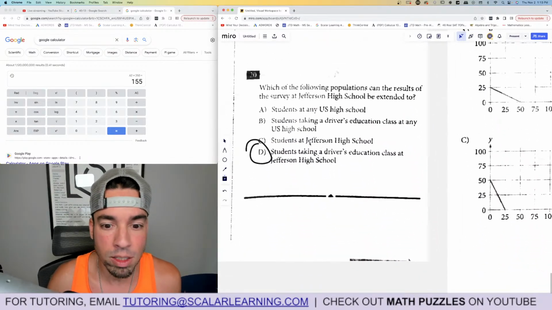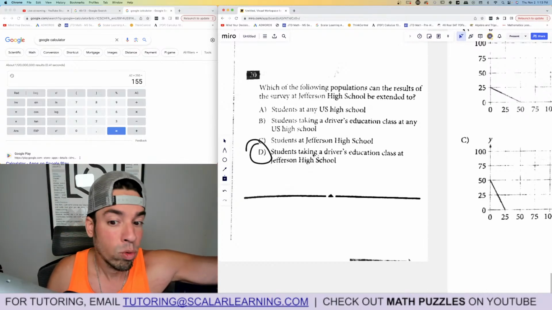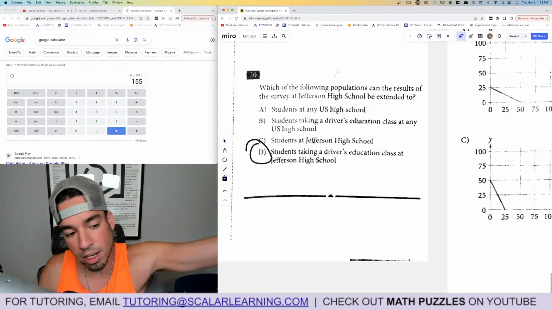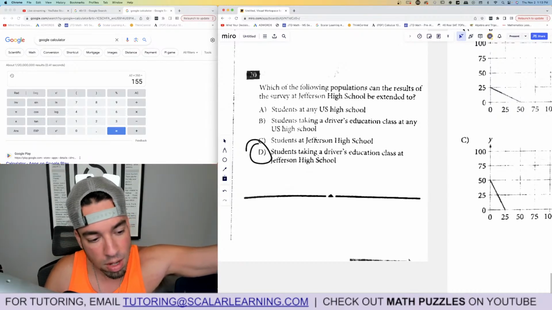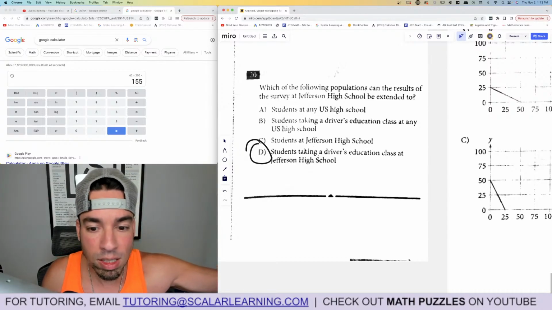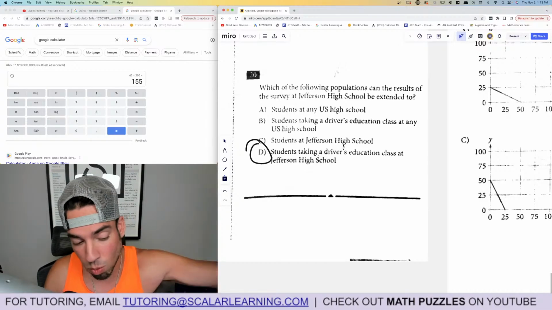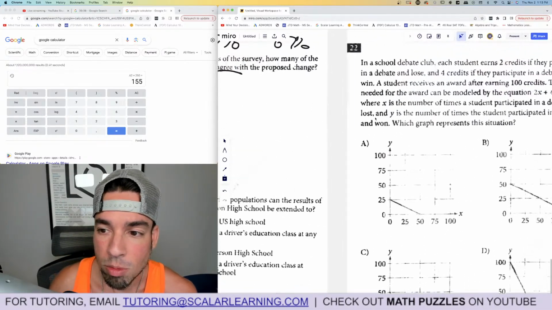If you want to apply it to any U.S. high school, you have to be like, hey, we're surveying across the nation a random sample of driver ed classes across the U.S. Then it can apply there. If they said students at Jefferson High School, it'd have to be a random sample of students at Jefferson High School. It wasn't. It was more specific. All right, hope that made sense.